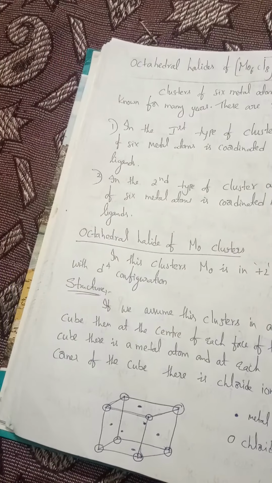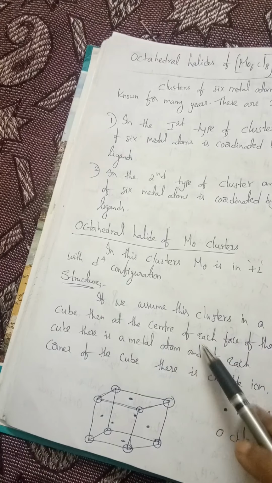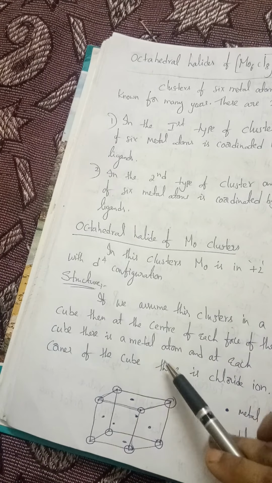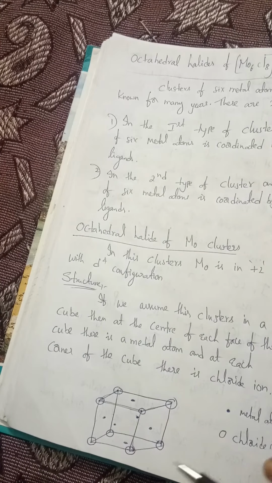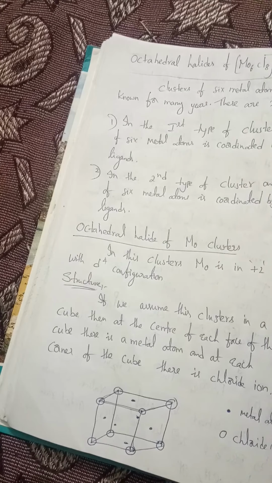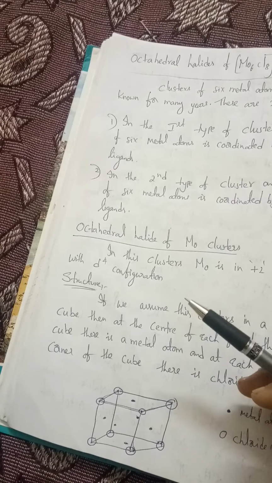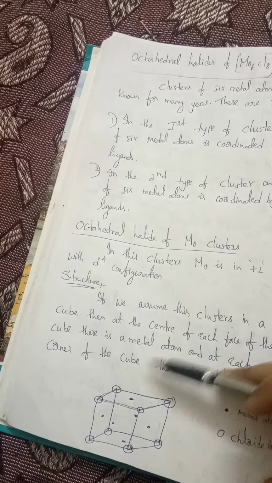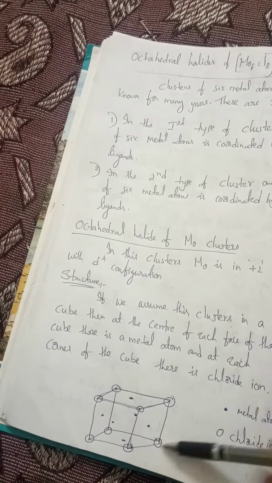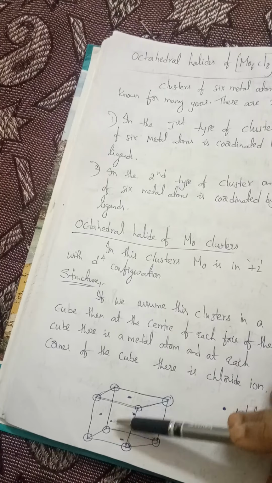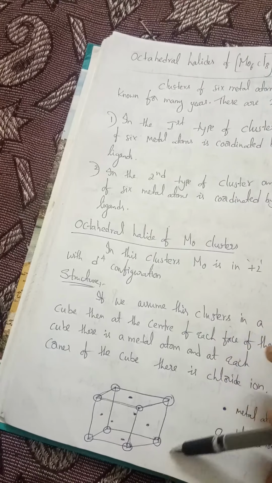In this structure, we assume the cluster in a cube: at the center of each face of the cube there is a metal atom, and at each corner of the cube there is a halide ion. For Telugu medium students, imagine a cube where each face has a metal atom. How many faces are there? Six faces. How many corners are there? Eight corners. What is at the 8 corners? Chloride atoms. So in a cube we have 6 faces.